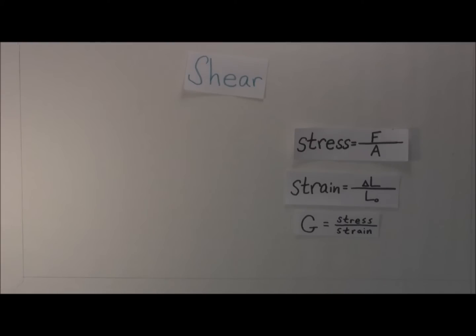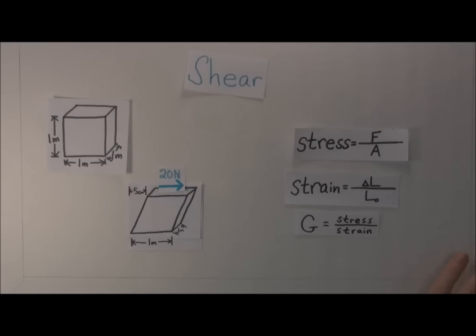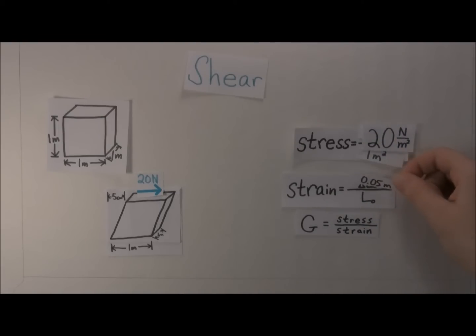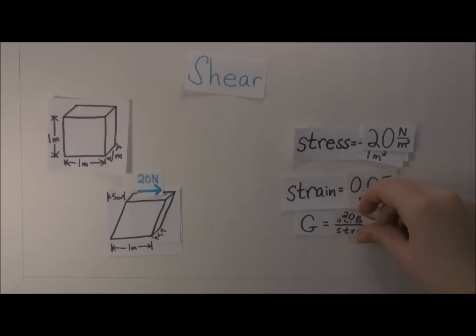Shear is a bit trickier than tension and compression, so we're going to do another example. On the same 1 by 1 by 1 block as before, say that we pushed the top layer sideways with 20 newtons of frictional force, and that top layer shifted over 5 centimeters. Let's calculate the shear stress and strain and the shear modulus. Stress is easy, force over area. Strain is a bit more complicated, the parallel change in length over the perpendicular original height. Finally, the shear modulus is stress over strain.